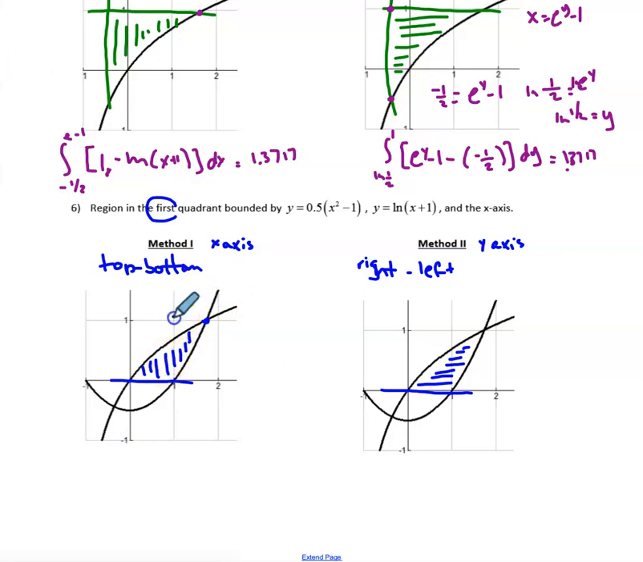Do you see how if I drew a vertical line in here at x equals 1, my top curve here is the natural log function, my bottom curve here is the x-axis. Whereas on the right side of this vertical line, my top curve is the natural log function and my bottom curve is the parabola. So this is a fairly tricky problem, and we have two different integrals we have to set up. The first integral is just top curve ln of x plus 1 minus bottom curve, which is just the x-axis, and that is going to be from 0 to 1. So that's a fairly straightforward setup.